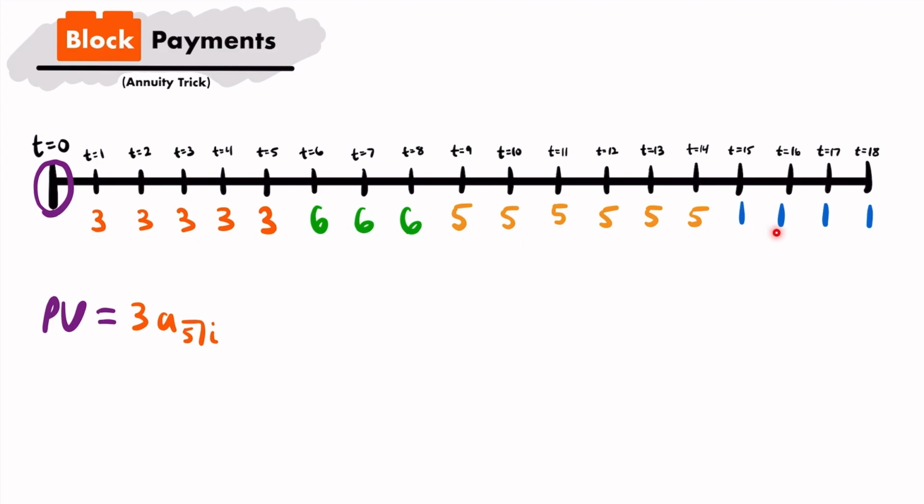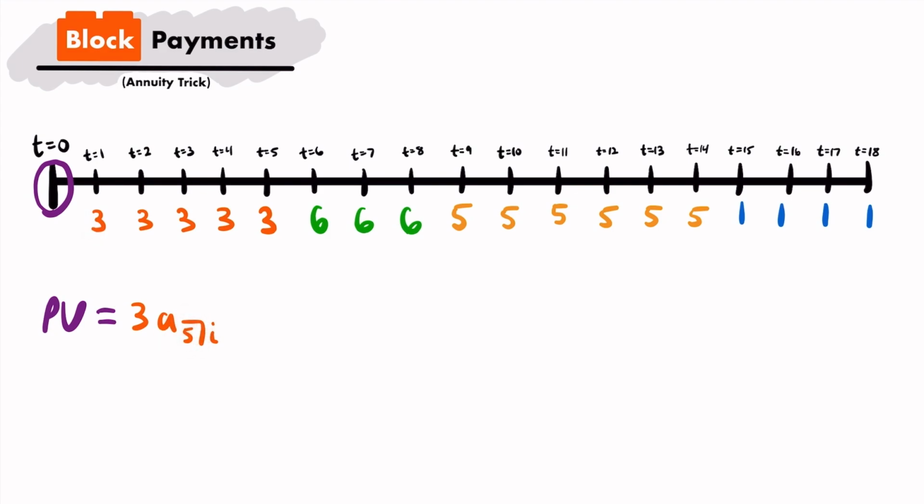All of these payments are being made at the end of each period, so we are working with an annuity immediate here and not an annuity due. But that takes care of the first 5 payments. This notation, a5 bracket i, calculates the present value of a series of 5 payments of $3. Specifically, it values those payments one period before the first payment. That's what this notation does.